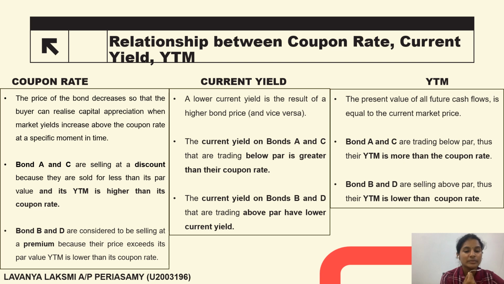The YTM is the rate at which the present value of all future cash flows, including coupon payments and final redemption, is equal to the current market price. This is also known as the rate of return, which is the IRR. In this case, bond A and bond C are trading below par, thus their YTM is more than their coupon rate. Bond B and bond D are selling above par, thus their YTM is lower than the coupon rate. That's all from me.